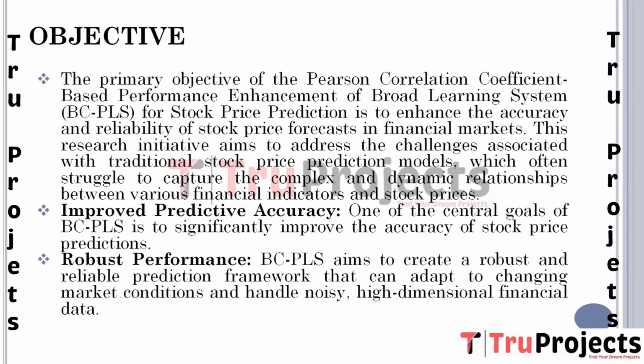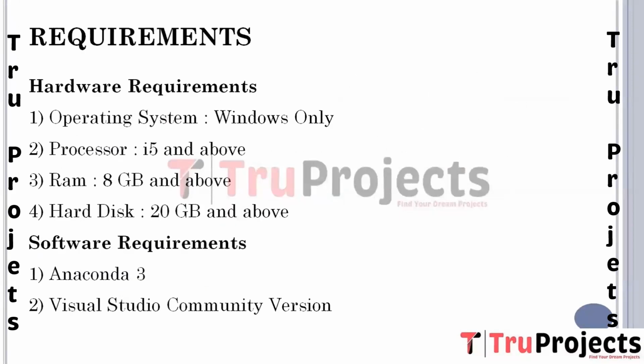So now coming to the requirements part, here we have two types of requirements, hardware requirements and software requirements. For hardware requirements, operating system as Windows is required, processor i5 and above, minimum 8 GB of RAM is required, hard disk 20 GB and above. Coming to the software requirements part, Anaconda 3 is required and Visual Studio Community version is required.